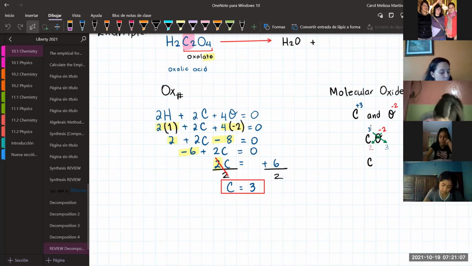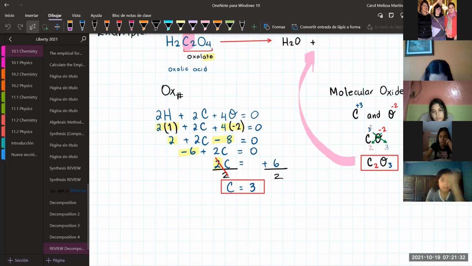Okay, so this is what I'm going to get: C2O3. This is what we know as the molecular oxide. So I'm going to take it here so I can complete the equation.